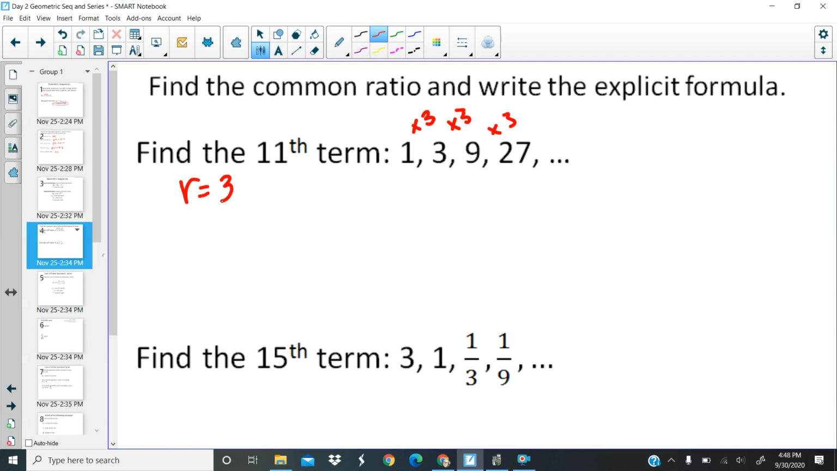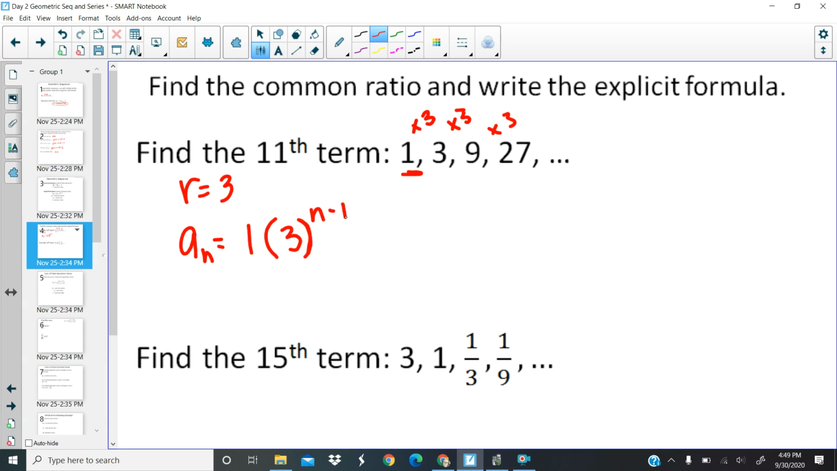So then I want to write my explicit formula. So that's a sub n, and it's going to equal the first term, which is 1, times the common ratio, which is 3, raised to the n minus 1 power.